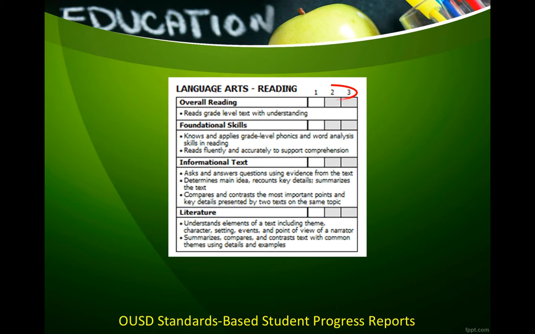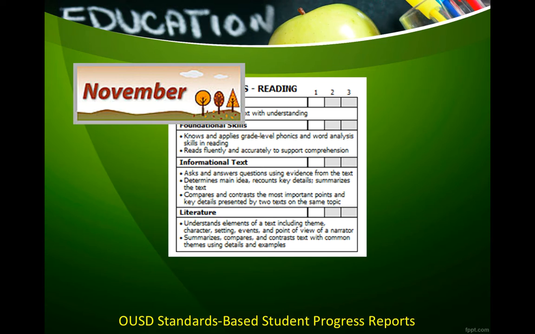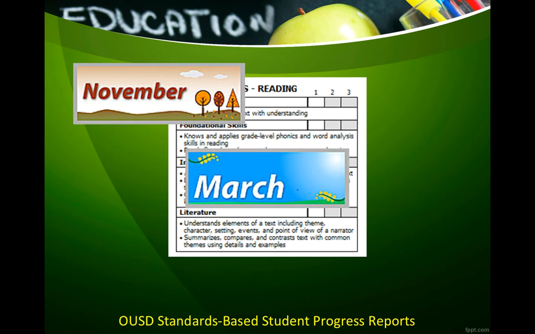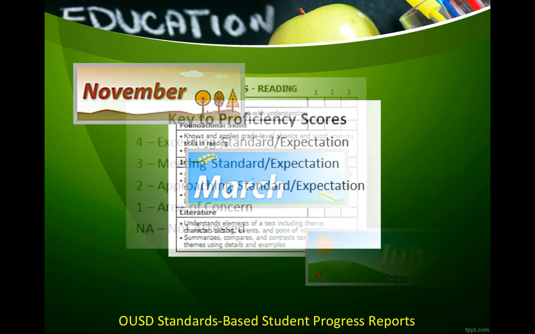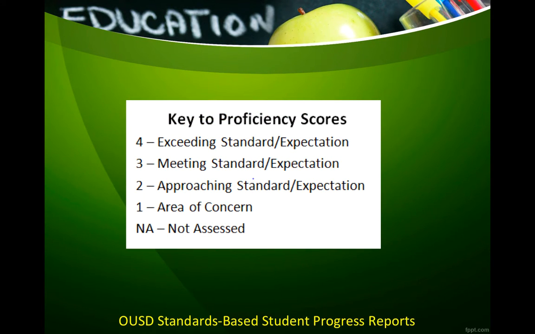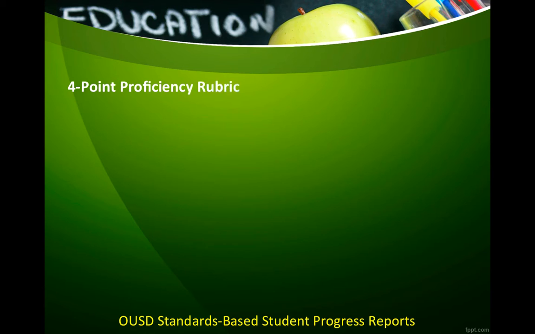As in the past, there will be 3 reporting periods. The first in November, the second in March, and the third at the end of the school year in June. At each reporting period and throughout the progress report, students will be evaluated using the following 4-point performance rubric.